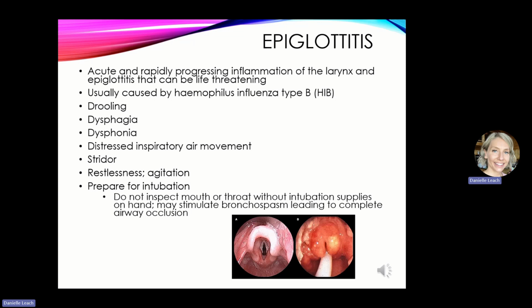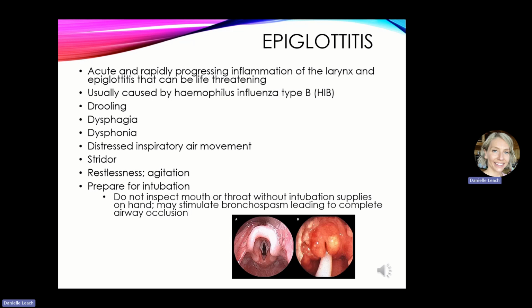If we're describing the symptoms of epiglottitis, we can say the symptoms are characterized by 4 Ds and an S. The child usually has drooling, dysphagia, dysphonia, distressed inspiratory air movement, and stridor. For this one, if a child comes in with these symptoms, we want to automatically think that they may have epiglottitis, which can be an emergency situation. So we would want to notify the provider.